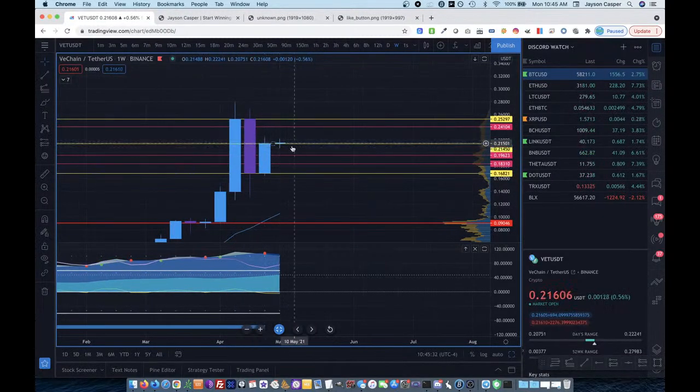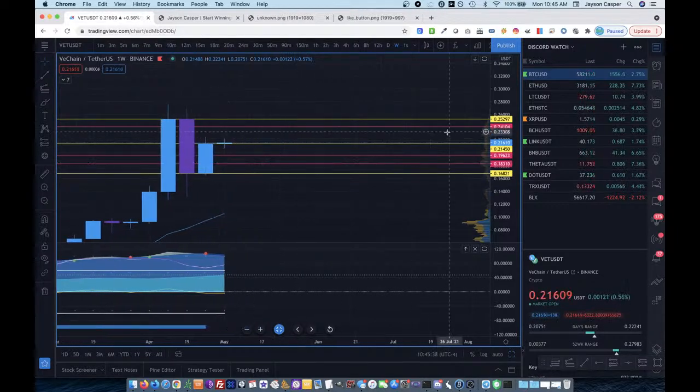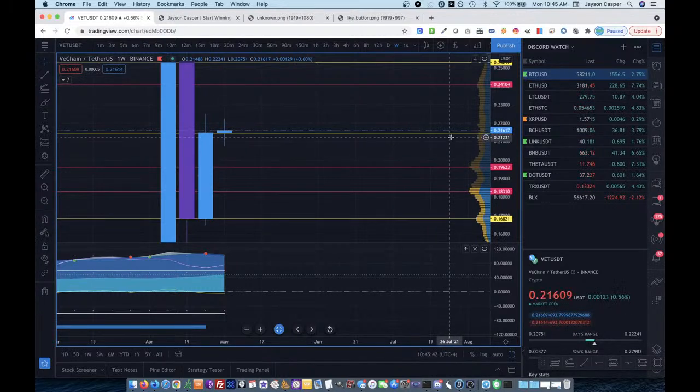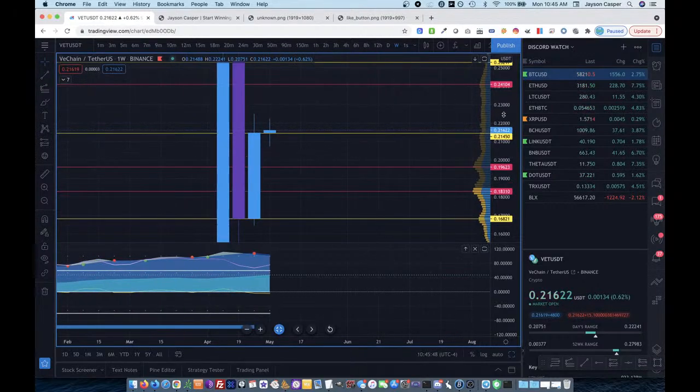The fact that we're consolidating on this weekly level to me is pretty bullish. However, it's important to notice that the volume is not really too high on this level. We have low volume here compared to these other areas, so that's just something to keep in mind.